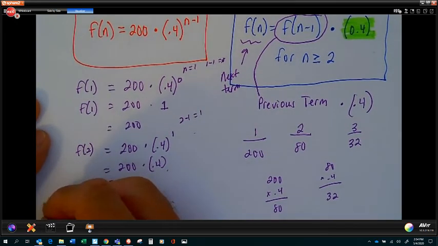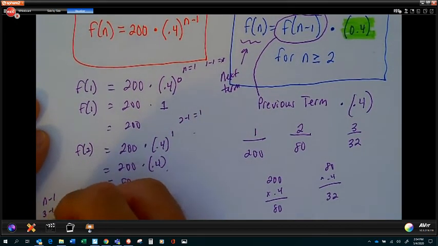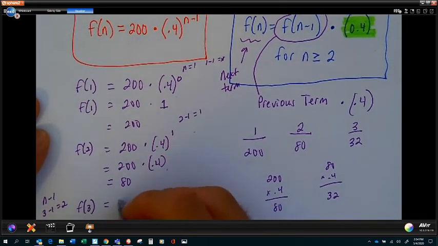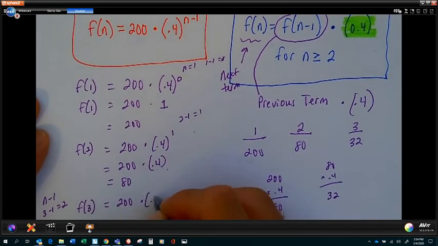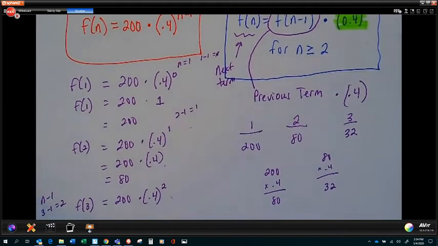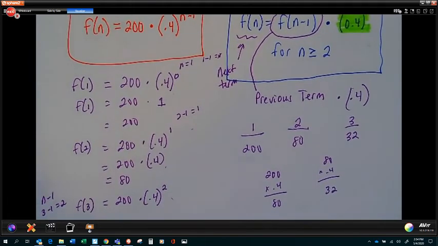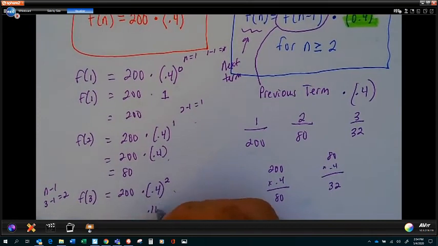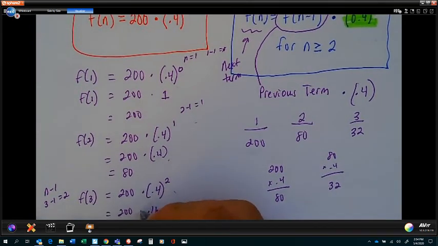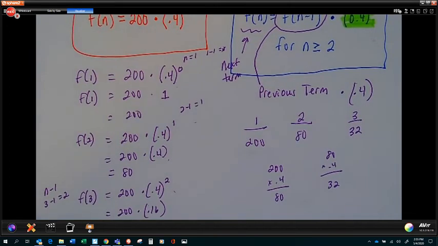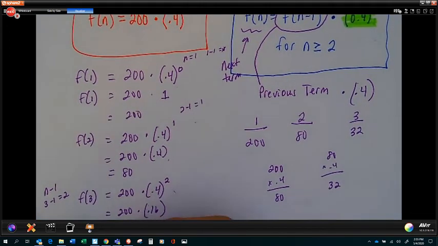Okay, now going to the third term, f of 3. Again, my n minus 1, I take 3 minus 1, which equals 2. Now I have to square my 0.4. My f of 3 is going to be 200 times 0.4 to the n minus 1, and since n is equal to 3, 3 minus 1 is 2. So now I square 0.4, and when I square 0.4, I get 0.16. And 200 times 0.16 is equal to, you guessed it, 32.